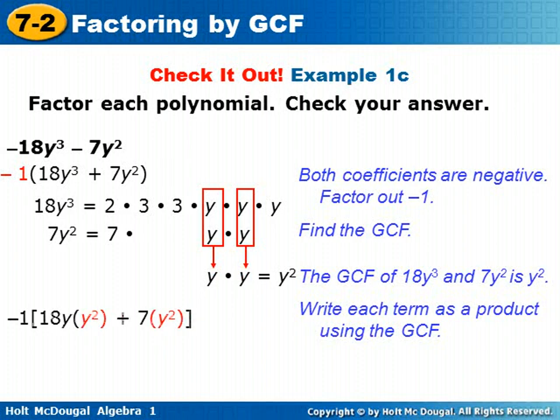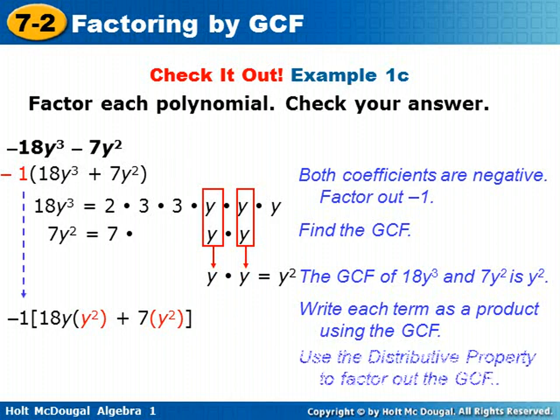We write each term being multiplied to our greatest common factor, so negative 1 times 18y times y squared plus 7 times y squared. We use the distributive property to factor out the y squared, and we get negative 1 times y squared times 18y plus 7. Multiplying negative 1 to y squared, we get negative y squared times 18y plus 7 in parentheses.